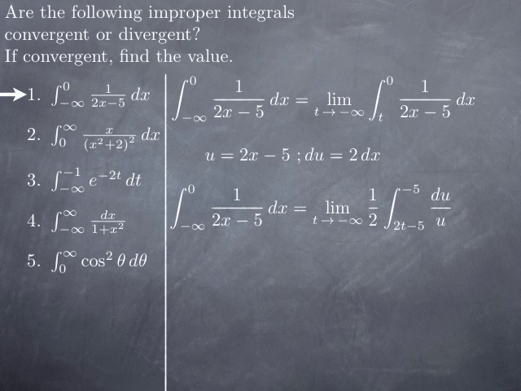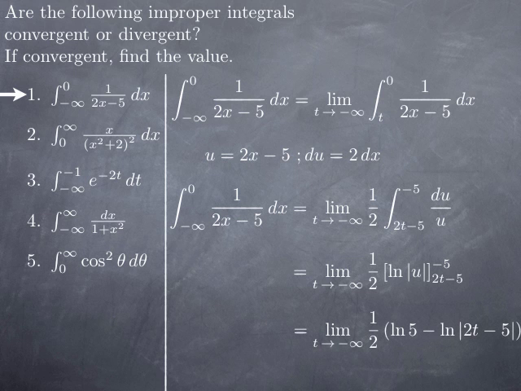An antiderivative of 1 over u is natural log of absolute value of u, and using the fundamental theorem of calculus, because the function is continuous on the interval, the value of the integral is the difference of the values of an antiderivative at the bounds of integration. So plugging in the values, we get the limit as t goes to negative infinity of 1/2 of the value at negative 5, which is ln of 5, minus the value at 2t minus 5, which is just natural log of the absolute value of 2t minus 5.